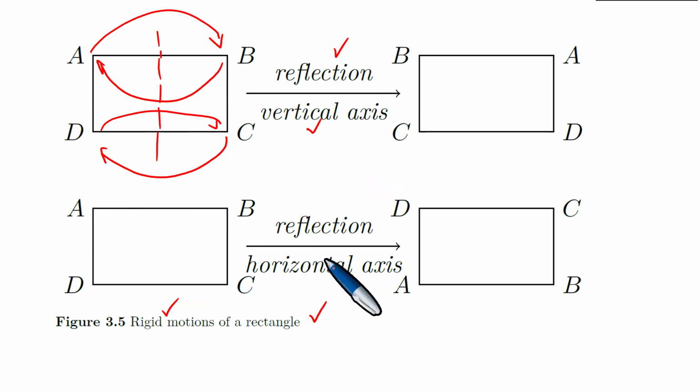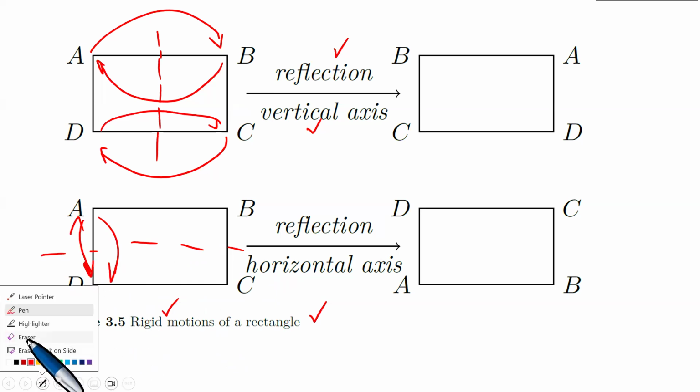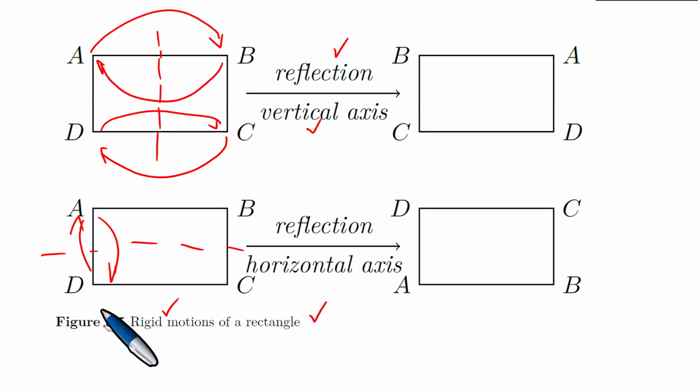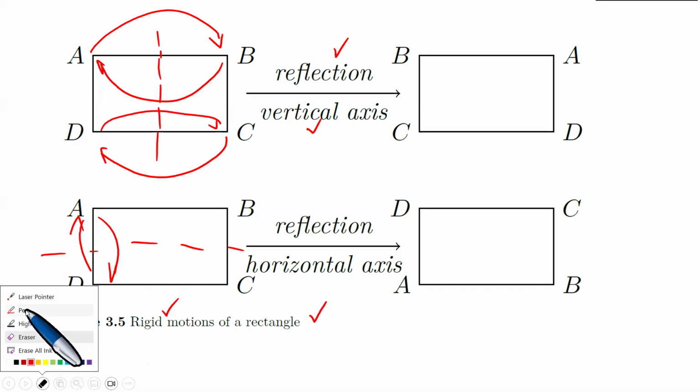But now let us look at the reflection about the horizontal axis. Right, a reflection about the horizontal axis, so you can have this reflection. So A goes there, and D goes in the opposite. Okay, so this is what you're going to have. So A goes there, and D goes in the opposite.